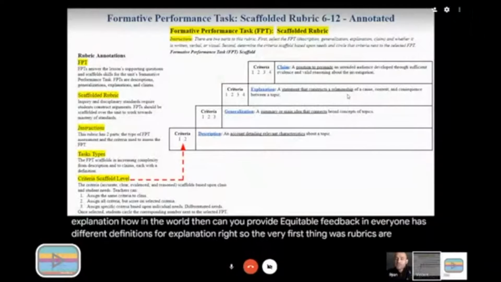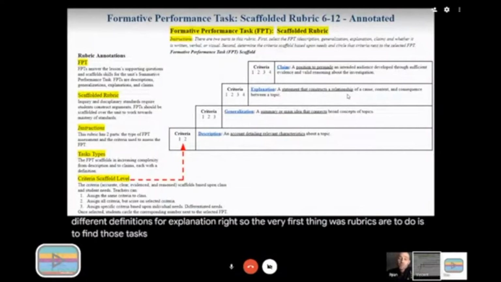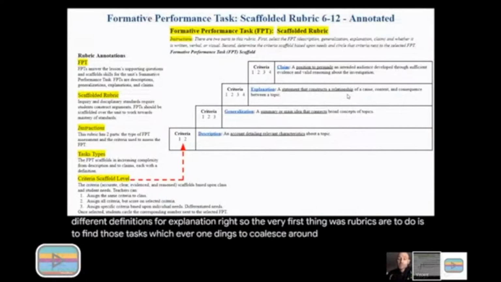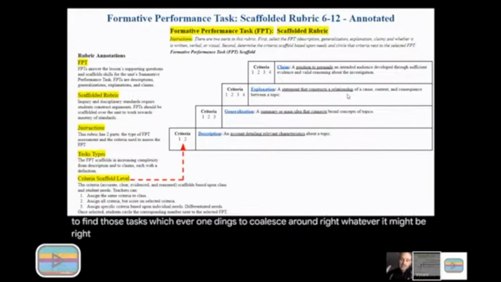So the very first thing this rubric starts to do is define those tasks which everyone needs to coalesce around, right? Whatever it might be, right? But we're saying that these are the 4 major elements that help students build better arguments over time.